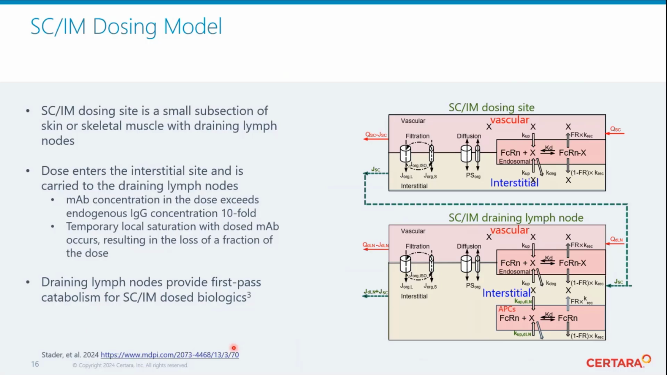Felix came up with a very nice model also for modeling subcutaneous and intramuscular dosing sites from the mechanistic perspective. Instead of just assigning bioavailability and an absorption rate constant, we can treat the dosing site as a small subsection of skin or skeletal muscle with a bit of draining lymph node that catches the drug. The drug goes to the interstitial space and then with lymph is carried to the lymph node where it meets the antigen presenting cells.